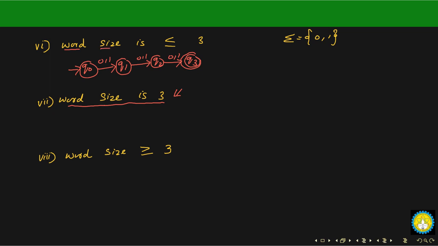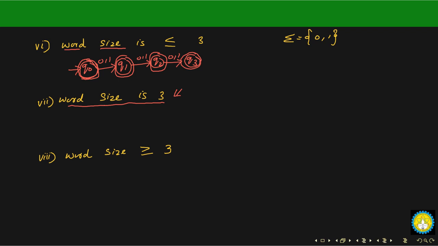But in this particular question, we are asked to design an NFA whose word size is less than or equal to 3. So it is quite possible for us to have the size 0. So Q0 has to be a final state for accepting strings with size 0. You can also accept strings with size 1, so Q1 also has to be a final state. And similarly, Q2 also has to be a final state, because we can also accept strings with size 2. And Q3 obviously is going to be a final state, because we are going to accept strings with size 3.